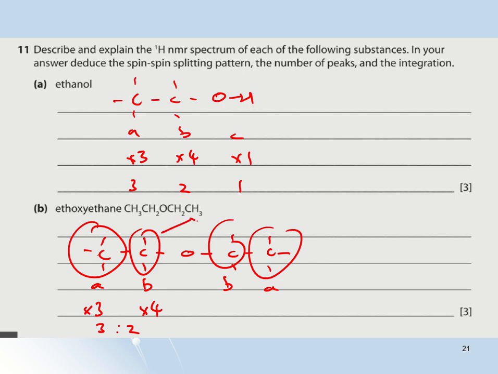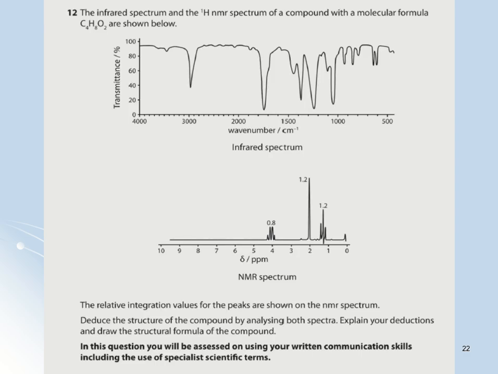These ones here would be, I don't think it asks for chemical shifts, yes, they would be the more downfield of the 2 peaks. Okay.